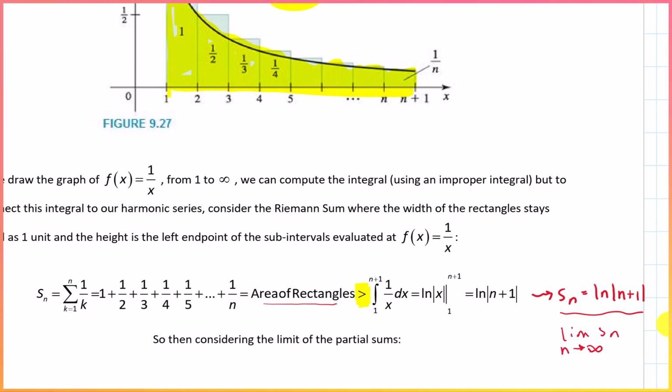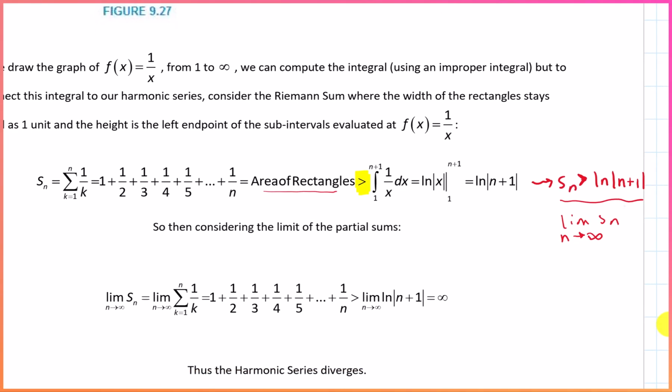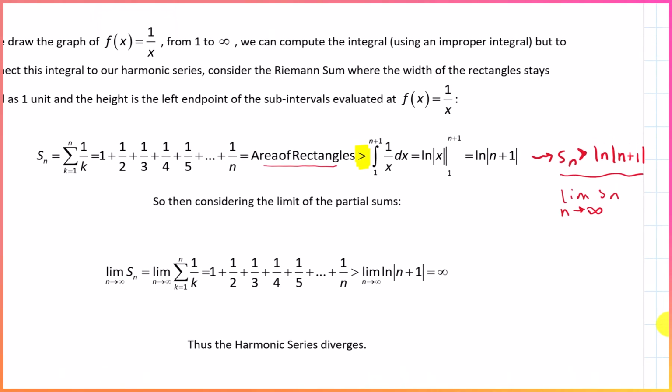So we're going to take the limit of those partial sums, because we know that those are greater than the limit of the natural log of n plus 1, and that is equal to infinity. I wrote equals up here. The partial sums are actually not equal to that natural log. They're actually greater than that natural log. And so we end up getting infinity, which of course is going to mean that our harmonic series is diverging because the partial sums are growing without bound.